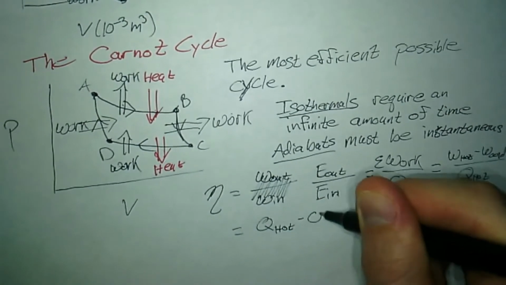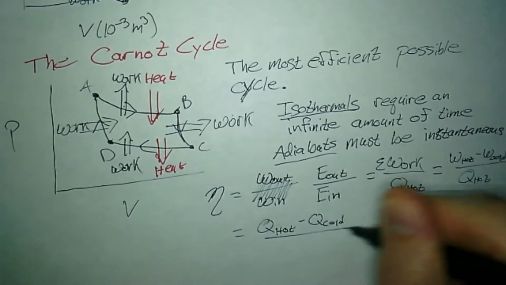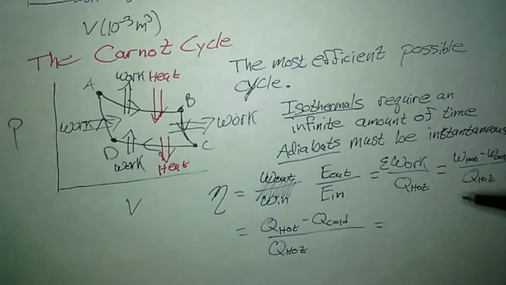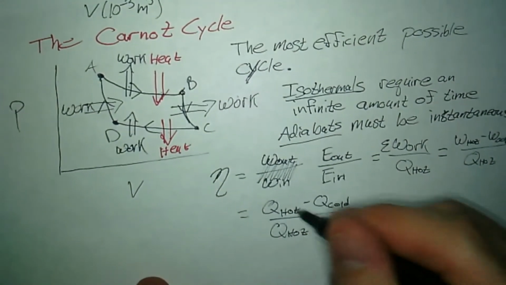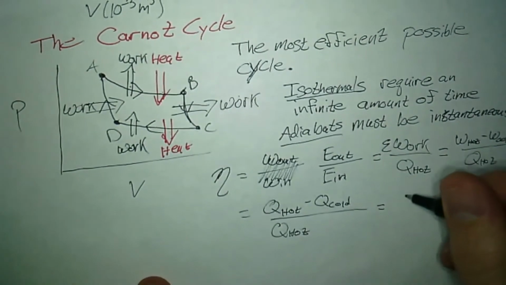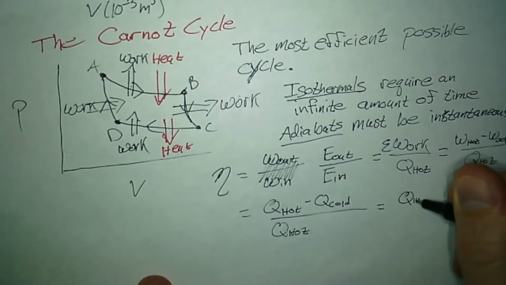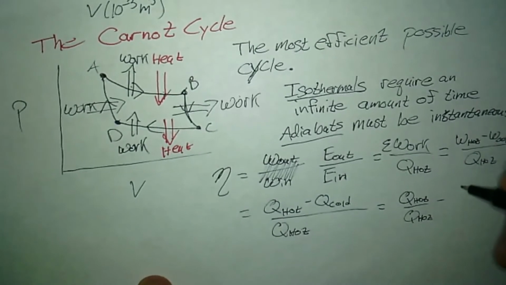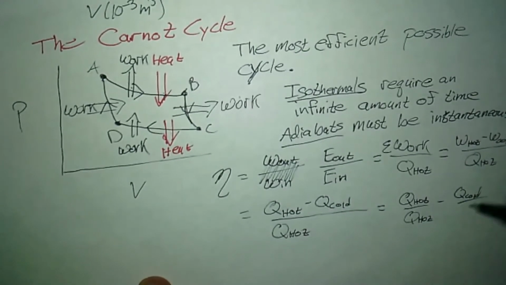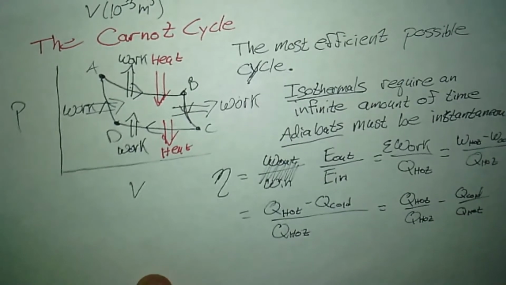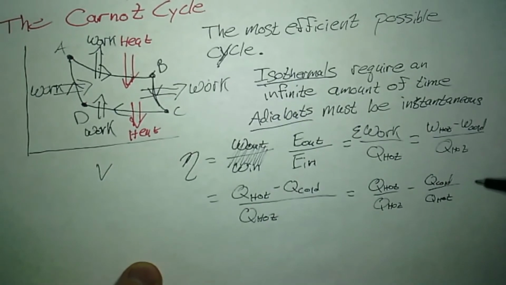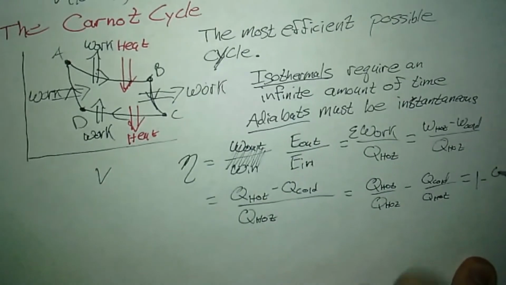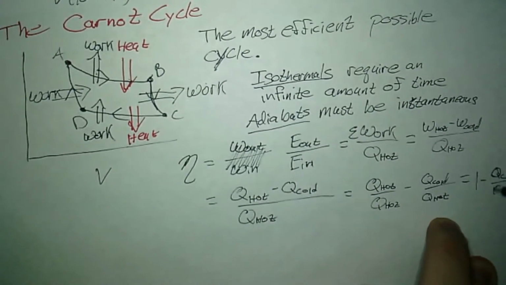Q hot minus Q cold over Q hot, which I can then simplify this expression by separating these. You can just skip to the answer if you guys want, but Q hot minus Q cold over Q hot. So that's going to give us an answer that looks like, because this is 1, 1 minus Q cold over Q hot.